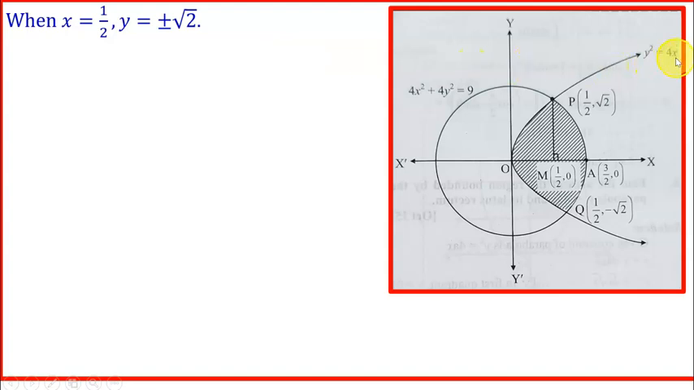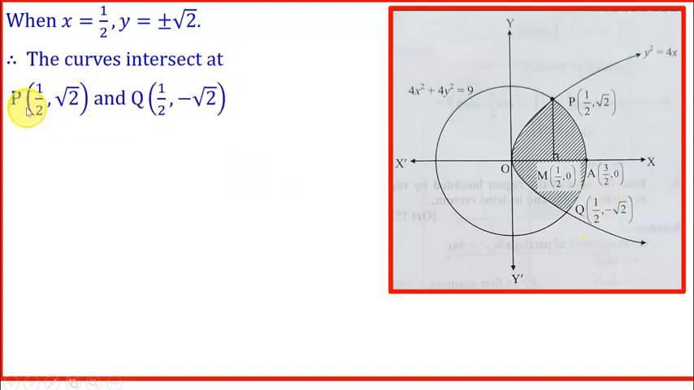Substitute here x is equals to 1 upon 2. That is 4 into 1 upon 2. Then that is 4 upon 2, you will get here 2. Y square is equals to 2. Taking the square root, you will get here y is equals to plus or minus root 2. Hence you will have the 2 points, that is P 1 upon 2 and root 2, and Q 1 upon 2 and minus root 2. The curves intersect at the point P 1 upon 2 root 2 and Q 1 upon 2 minus root 2.